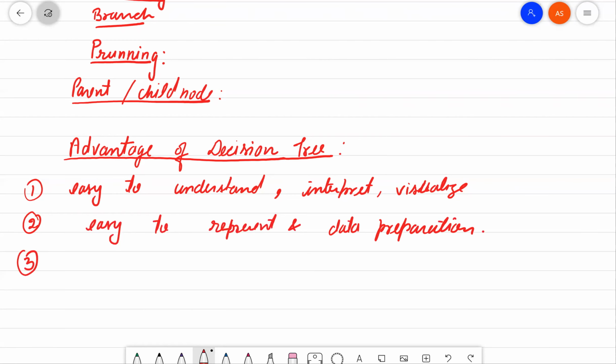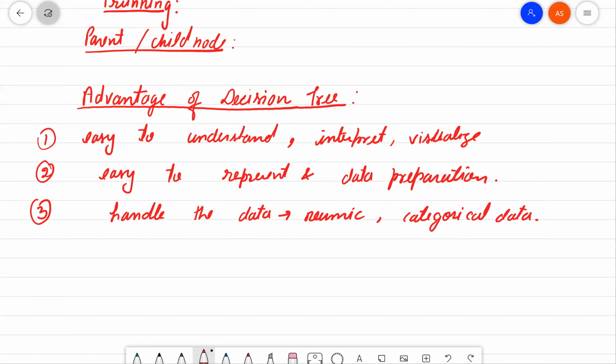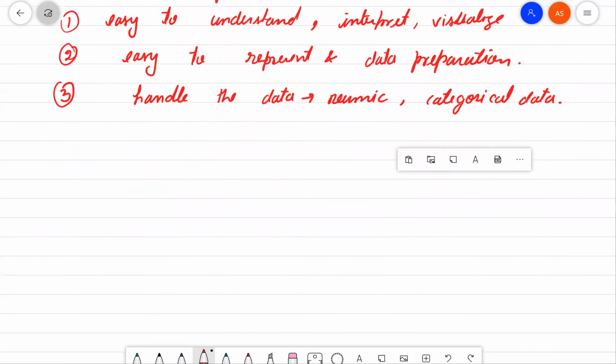And next, third advantage is it can handle numerical and categorical data. Okay, if our data is numerical or categorical, if we are dividing our data, then it is very easy to categorize or numerically handle the data. So it can handle numeric data as well as categorical data. So these are some advantages of the decision tree.